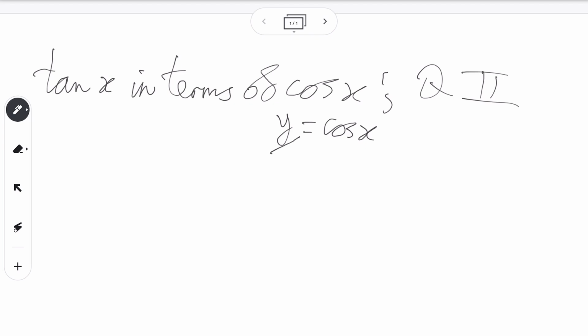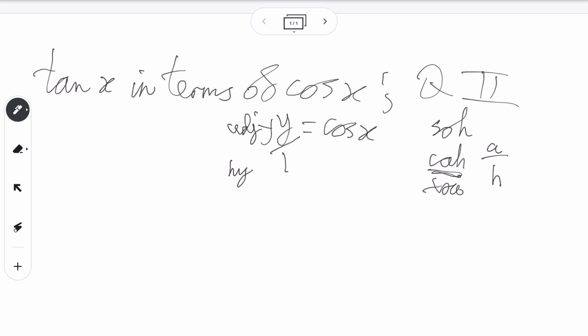this is actually more simple because y is the same as y divided by 1. And if we remember from SOHCAHTOA, the cosine is the adjacent over the hypotenuse. We can look back here and see that this becomes our adjacent side, and this is our hypotenuse.